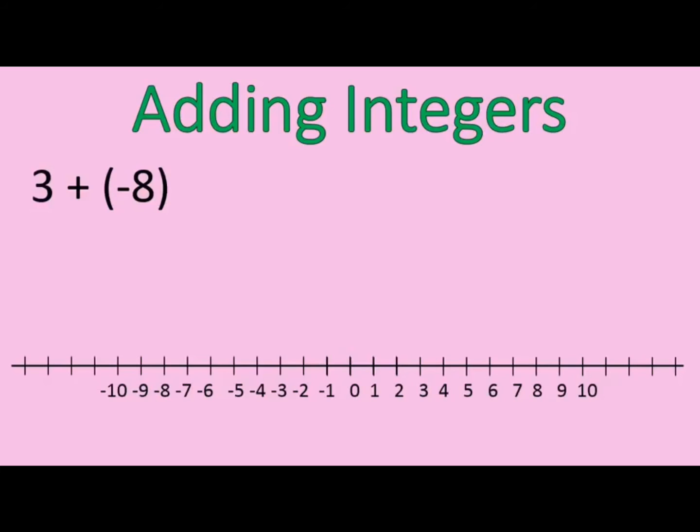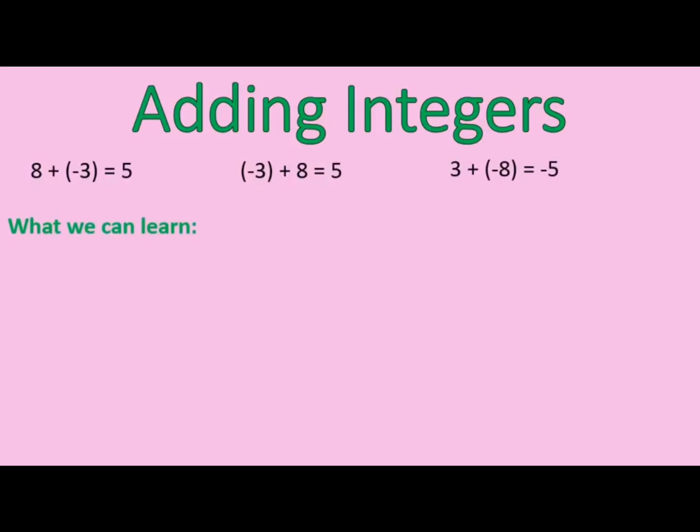Alright, now let's switch things up a bit and make the 8 negative and see what that does. So I have 3 plus negative 8. I would start out by going positive 3, and then I would go negative 8, bringing me to negative 5. So those are 3 examples of adding integers that I wanted to show you visually on the number line. Now let's look at those 3 examples and see what we can learn from them. We will come to basically learn the rules for adding integers out of those 3 examples.